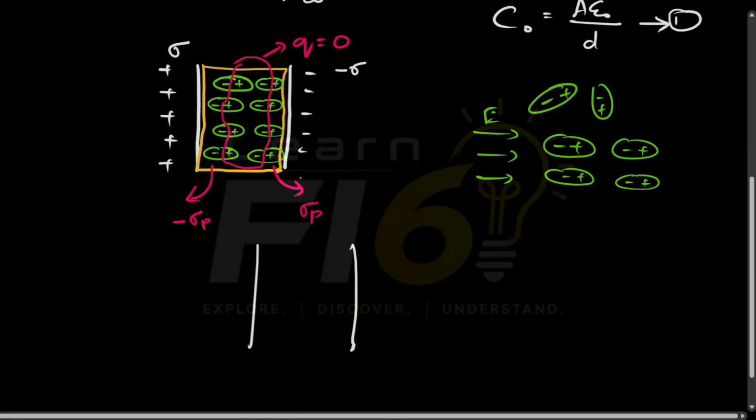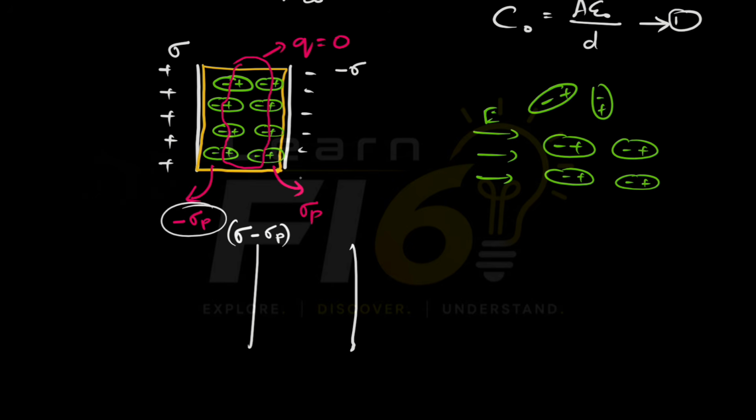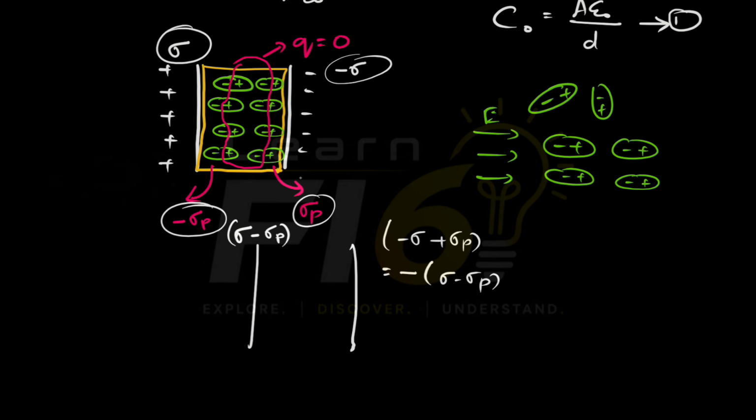On the left side you will be left with sigma minus sigma p. I've just added the two charge densities. The one is due to the charged plate and the other is due to the induced charges in the dipoles. Clear? On the right side we also have the same, just add them together, and we get minus sigma plus sigma p. If the negative sign is taken out, we are left with sigma minus sigma p. So the charge on the right side is sigma minus sigma p, and the charge on the left side is the negative of sigma minus sigma p.